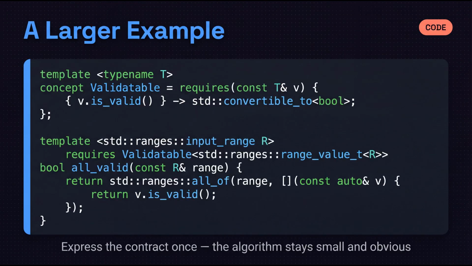Here's what concepts look like in real code. We define validatable. The type must have a validate method that takes no arguments on a const object and returns a bool. The compound requirement syntax lets you specify both that the expression is valid and what it returns. The function allValid takes a vector of validatable types and loops through them. If any element fails validation, we return false. The concept expresses the contract once. The algorithm stays small and obvious.